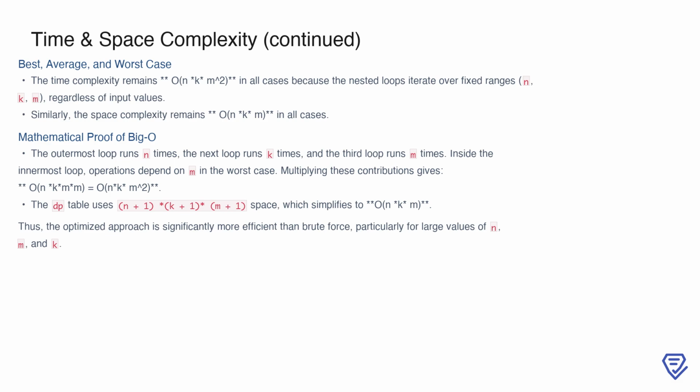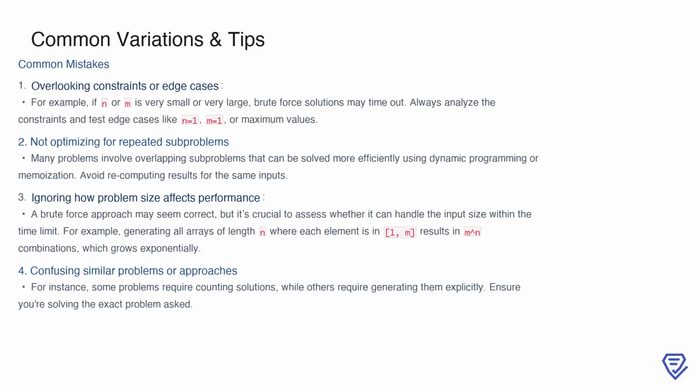This analysis underscores how dynamic programming achieves significant efficiency gains compared to brute force, especially for large-scale inputs. In this section, let's address some common mistakes that can arise when solving this type of problem. First, overlooking constraints or edge cases is a frequent issue. For example, if the values for n or m are very small or very large, brute force solutions might seem appealing but can easily time out due to their inefficiency.